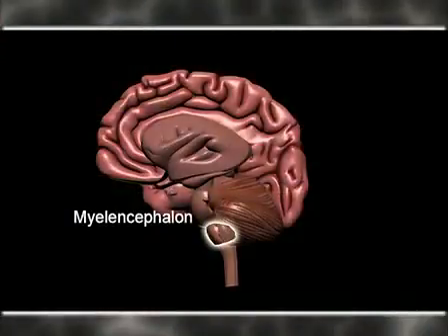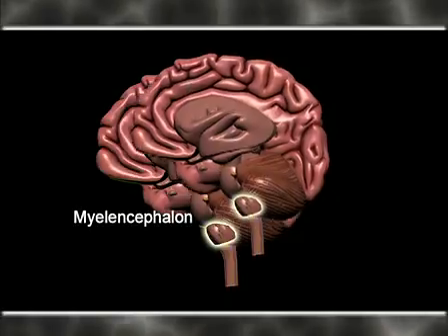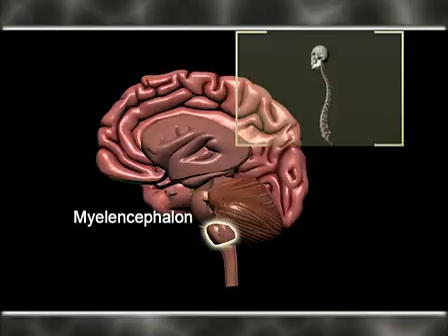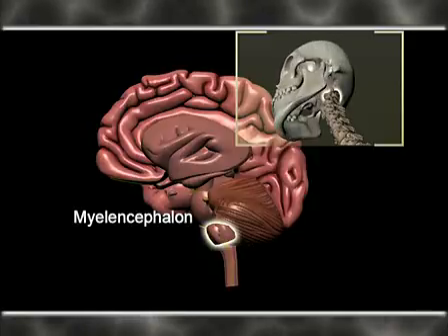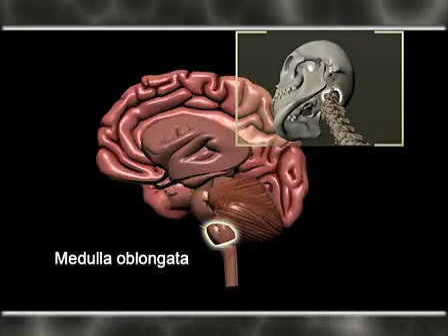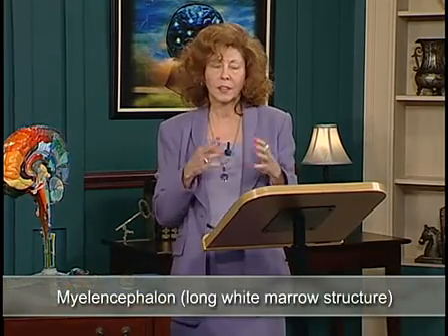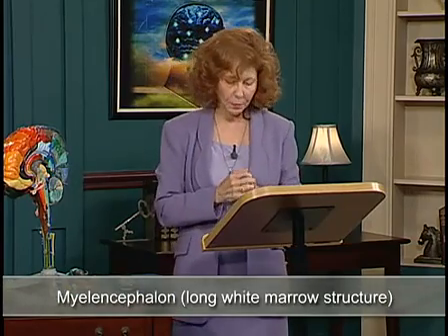The myelencephalon is the last subdivision of the brain, and the myelencephalon is going to be the area which is continuous with the spinal cord through that hole in the skull, the foramen magnum. So the myelencephalon also goes by the name medulla or medulla oblongata. And the myelencephalon or medulla is a very old area of the brain, and the term actually means long white marrow structure. Now that doesn't necessarily have any inherent good meaning for you, but it will make sense when I tell you one thing.